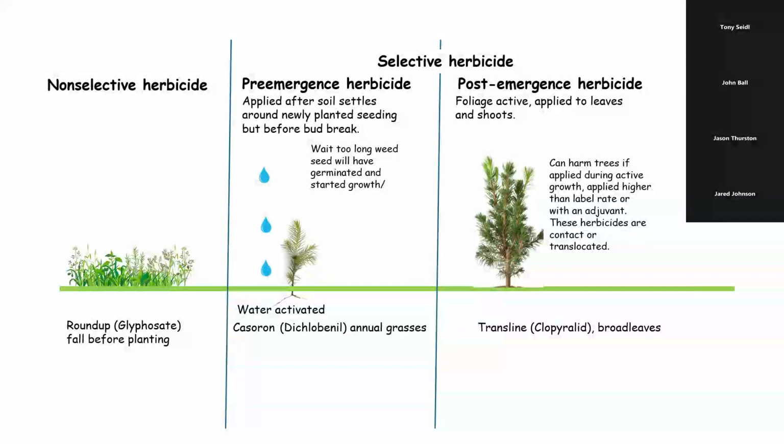If you're applying it higher than the label rate, which I'm sure makes sense to everyone, or what did you add to it? Surfactant, for example, or some other product in there. And I've seen injury because not of the herbicide itself, but what they added to the herbicide. And these herbicides can act through contact or translocation. Transline, again, as just an example of one of these, and that one goes after broadleaf weeds.